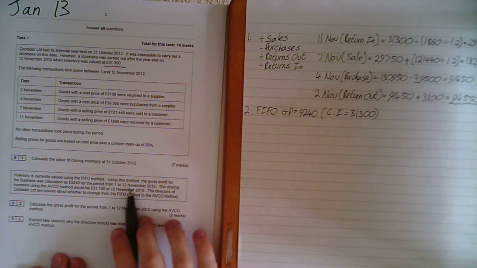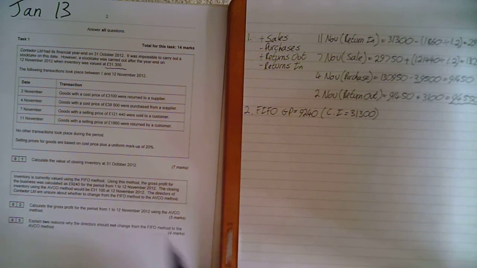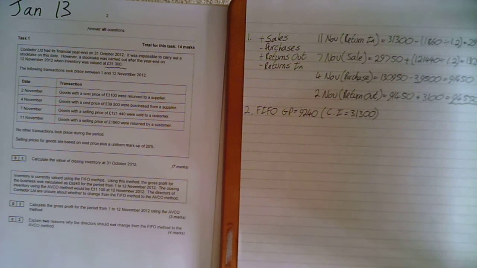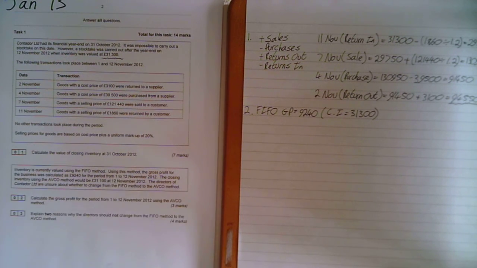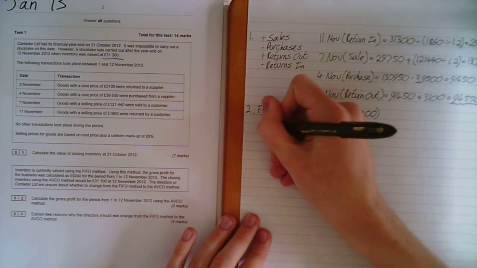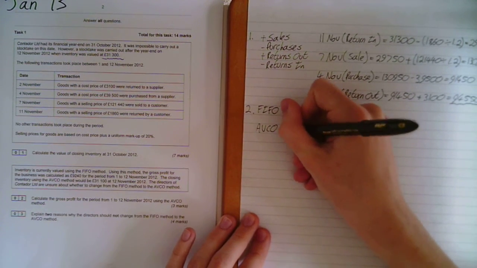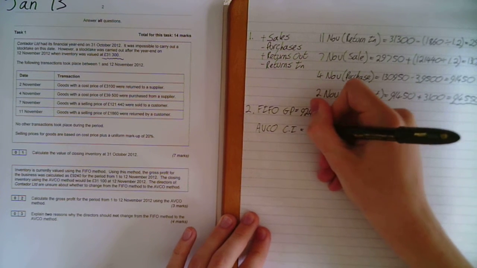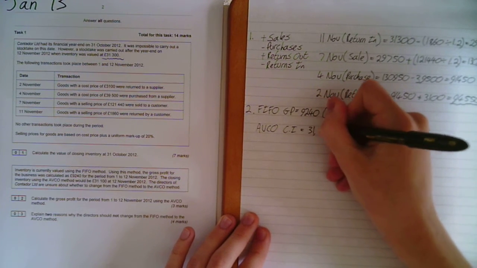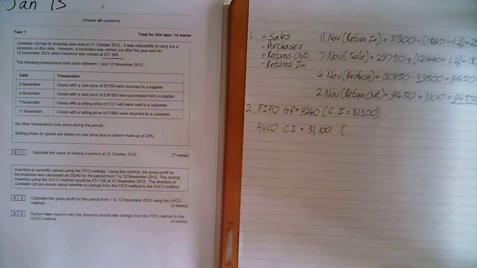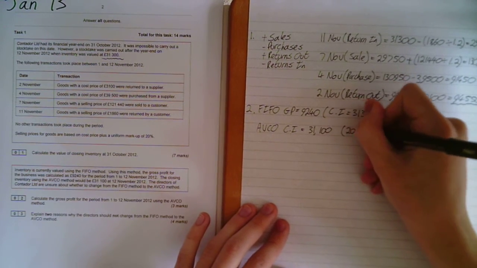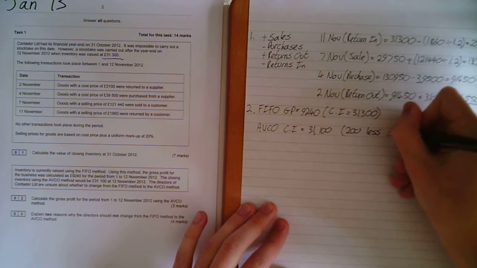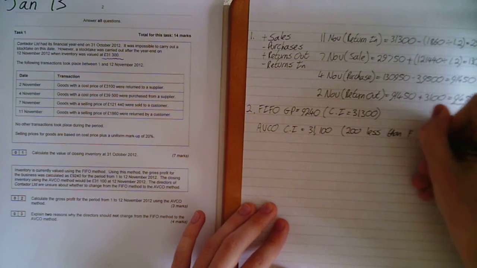This is just for the period 1st to the 12th of November. So if you've got that question wrong, it doesn't matter in a sense. And so they're only working with the 1st to the 12th of November. Okay, so the closing inventory using the AVCO method was 31,100. So the AVCO closing inventory is 31,100. So what I can put in brackets is just 200 less than FIFO.